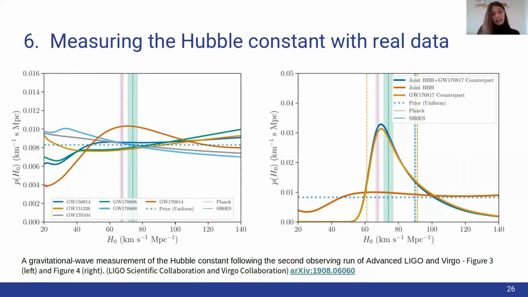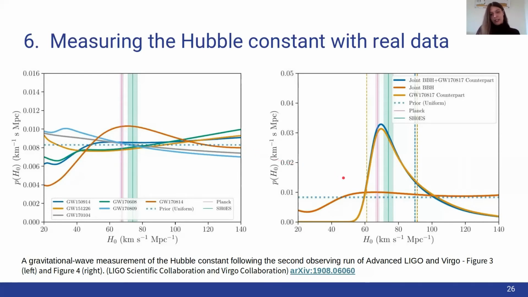And you can see that GW170814, which has the most complete catalog, also is the most informative event that we have. And it actually peaks around a Hubble constant of 70 due to an overdensity of galaxies in the DES catalog at the corresponding redshift.